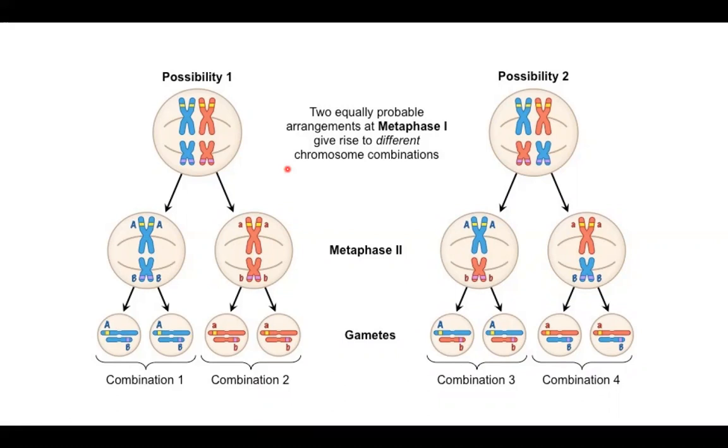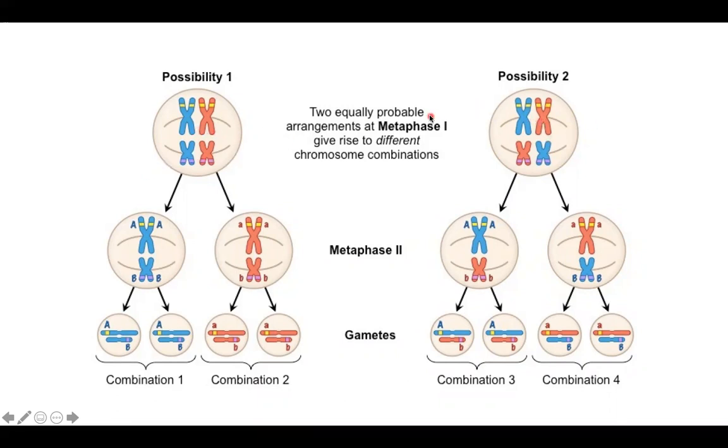So trying to describe genetic variation in meiosis. If we look at this picture over here, you can see that there are 2 possibilities if you have a cell that has got 2 pairs of chromosomes. So we can see that this cell has got 2 pairs of chromosomes. That's 1 pair of homologous chromosomes, and that's the other pair of homologous chromosomes. And here it is again. So they're the same cells, right? They're just looking at 2 different possibilities.